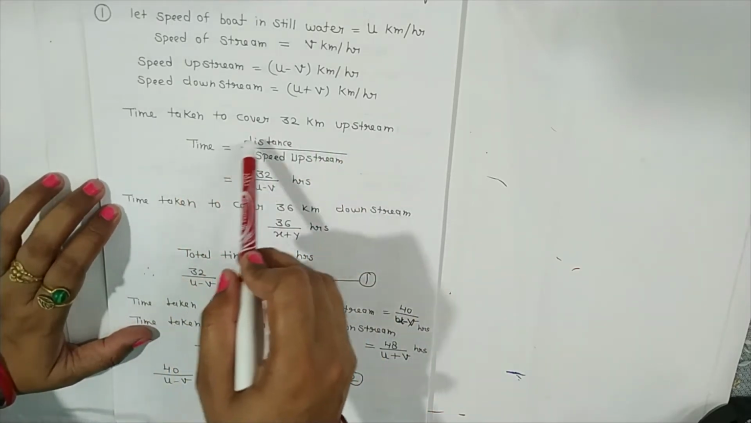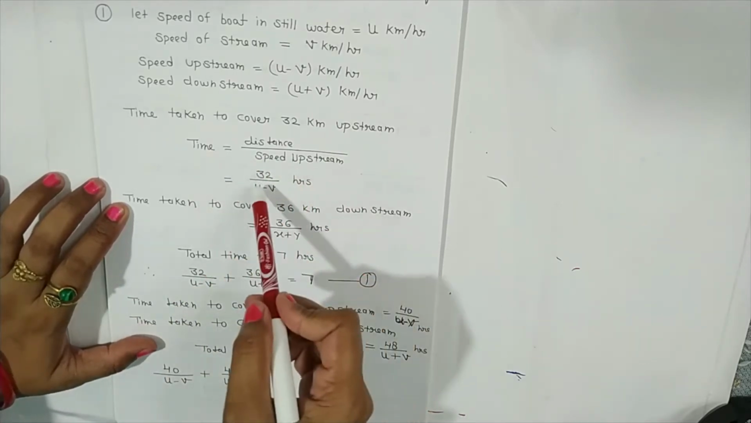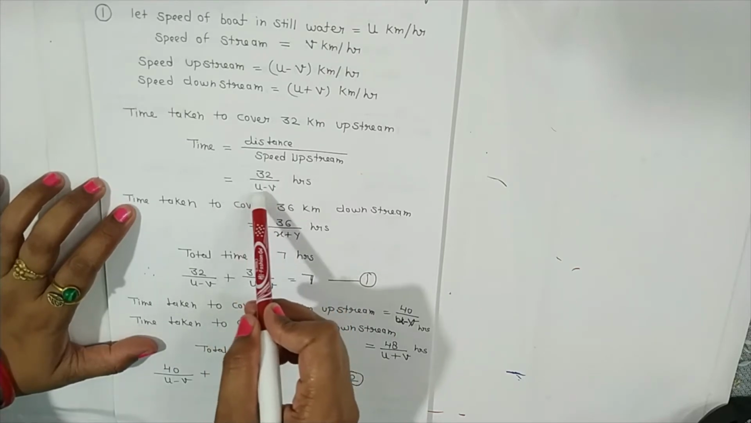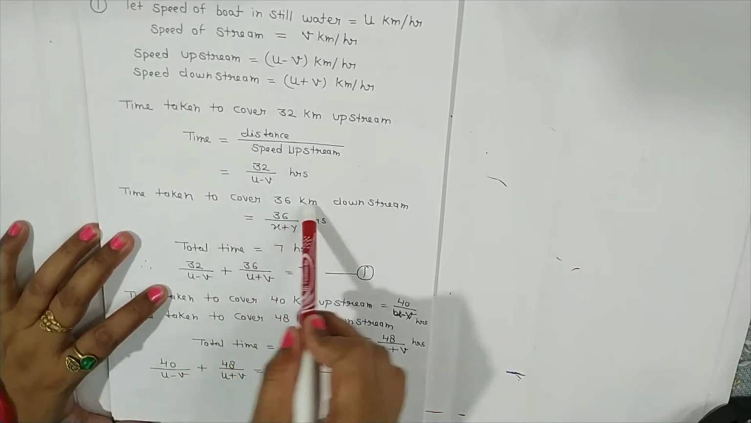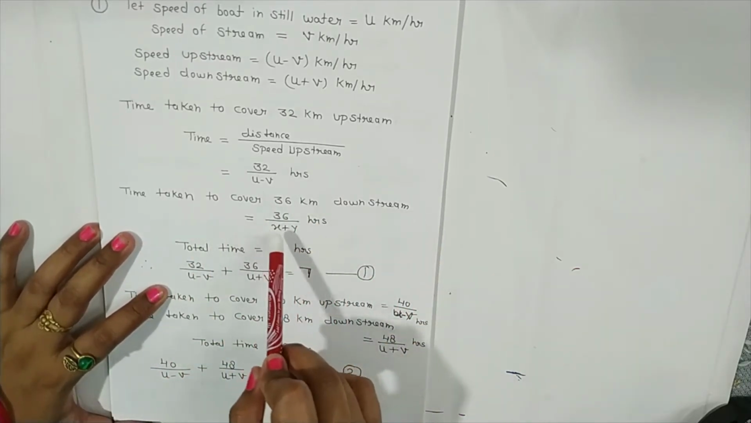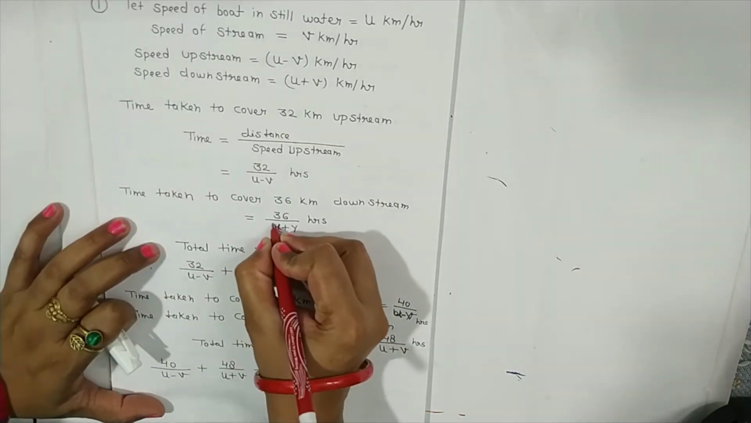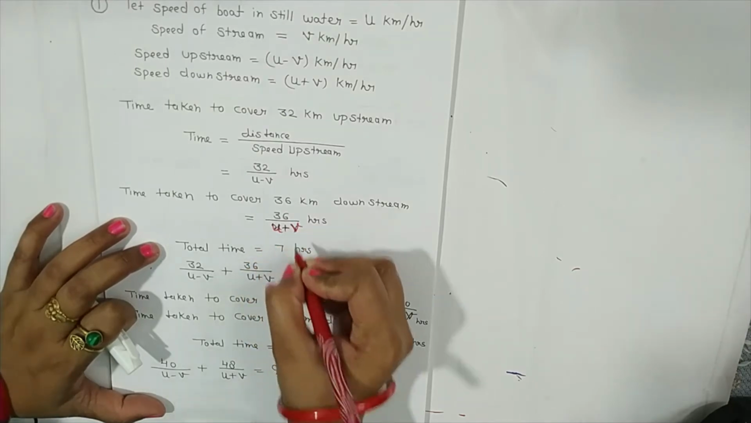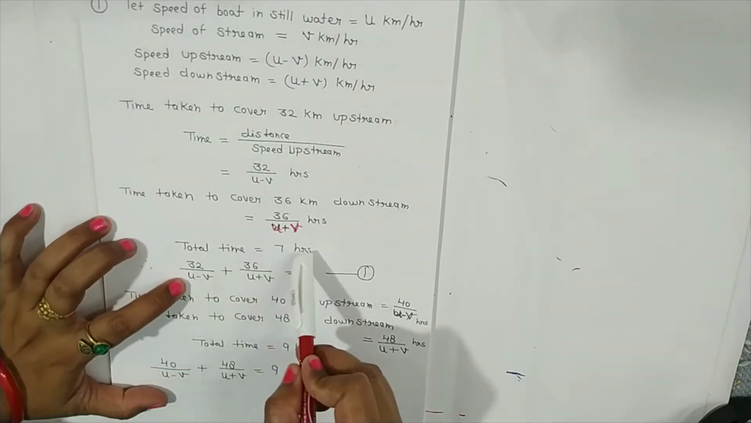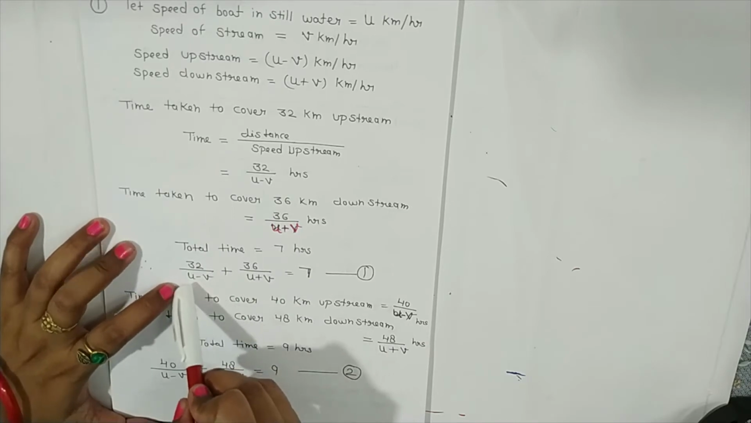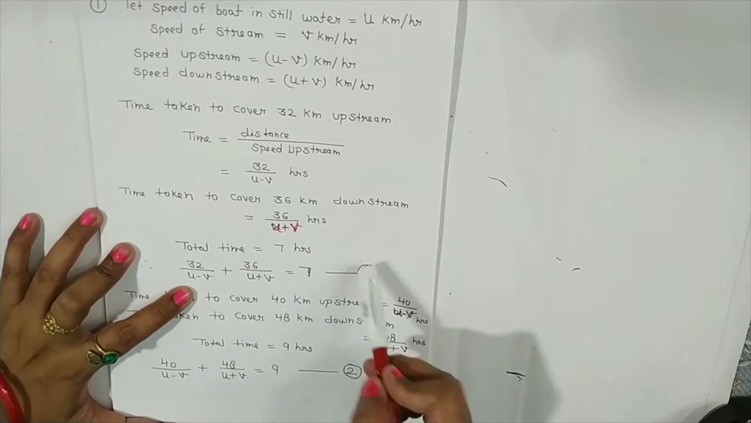Now, time taken to cover 32 km upstream. We know that time is equal to distance upon speed. So, speed upstream, we write 32 upon u minus v hours. Now, time taken to cover 36 km downstream will be 36 upon u plus v. Then total time is equal to 7 hours. So, 32 upon u minus v plus 36 upon u plus v is equal to 7. This is the first equation.